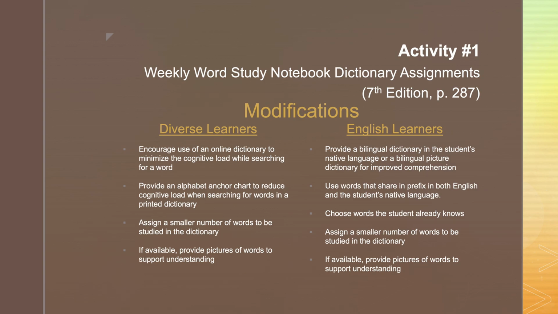But if you do have a student that needs to use a printed dictionary or wants to for some reason, providing an alphabet anchor chart where they can look at the order of the letters and figure out what comes before and after letters that they're looking for is also going to be a helpful modification if they're using a printed dictionary. Other modifications for diverse learners could be a smaller number of words that they have to search for, or providing pictures of words that support understanding.